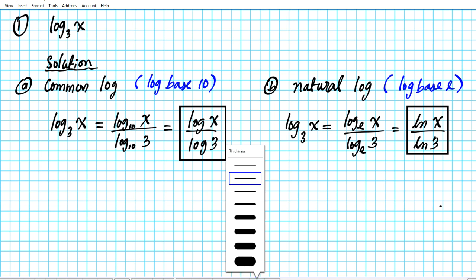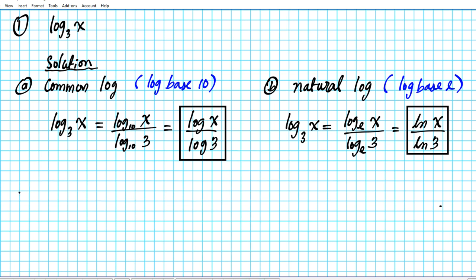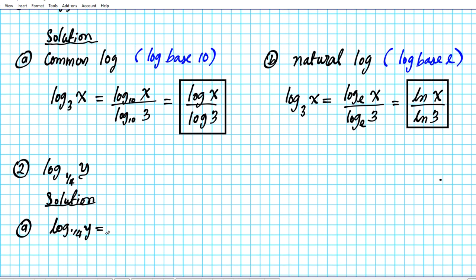Let's say we have, for number 2, log base 1/4 of y. Alright, so we're going to write it as a common log first, and then from there we'll go into natural log. Alright, so log base 1/4 of y. We can just look at the example in number 1 and we can see what it's going to be.